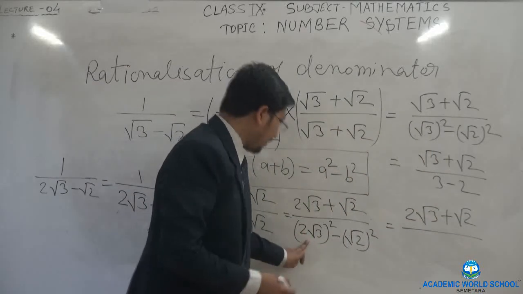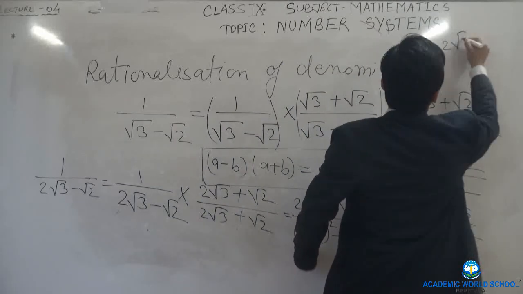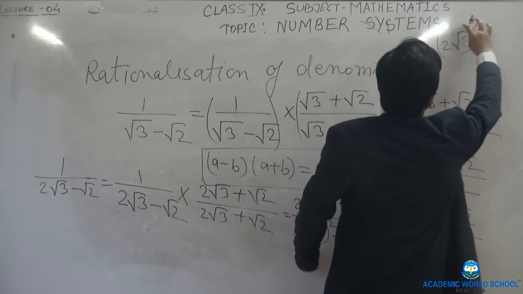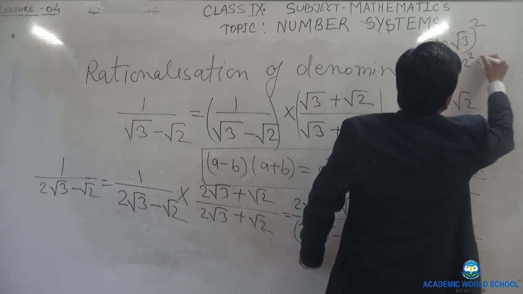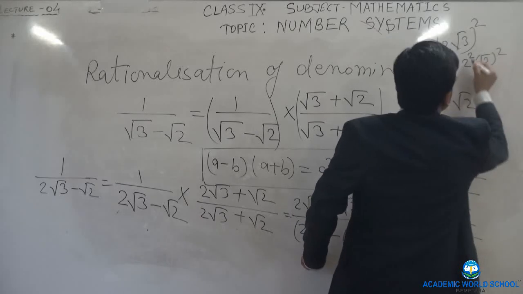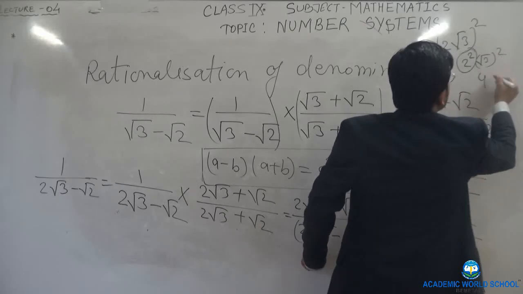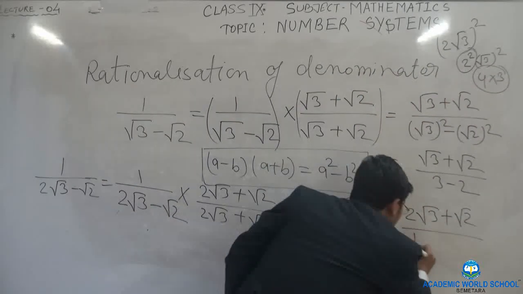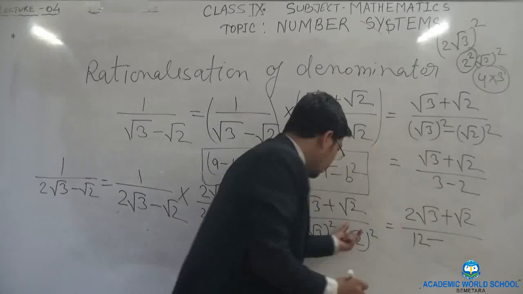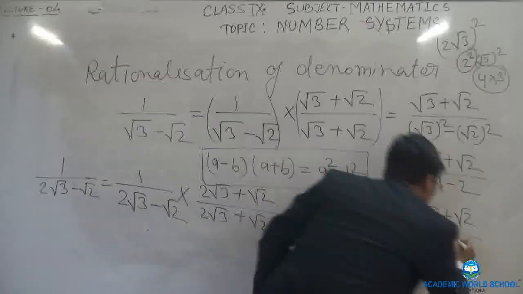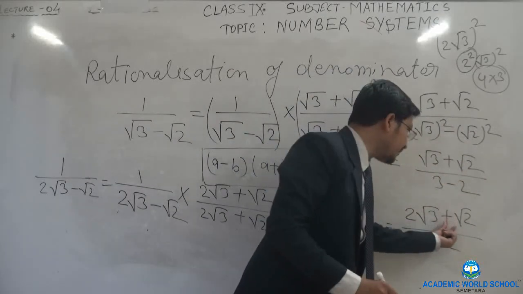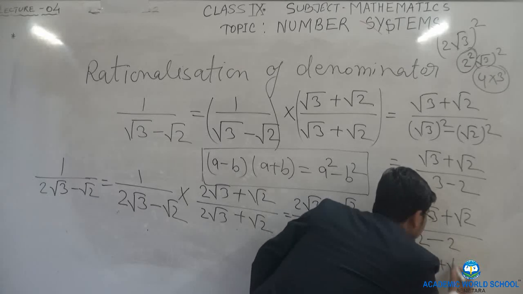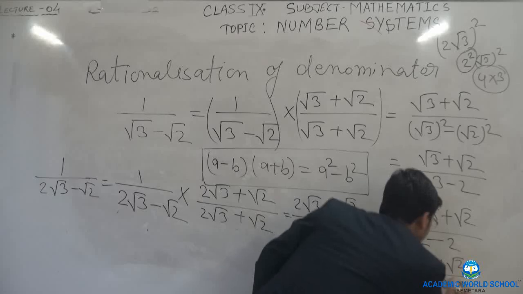Beta, listen, this is very important. 2 root 3 whole square. If there is a bracket, if I am going to open this bracket, this will be 2 square and root 3 square. So this will become 4, and root 3 square is 3. So 4 into 3, 12. So this value is 12. Now minus sign. Root 2 square is 2. So the answer is 2 root 3 plus root 2 upon 10.